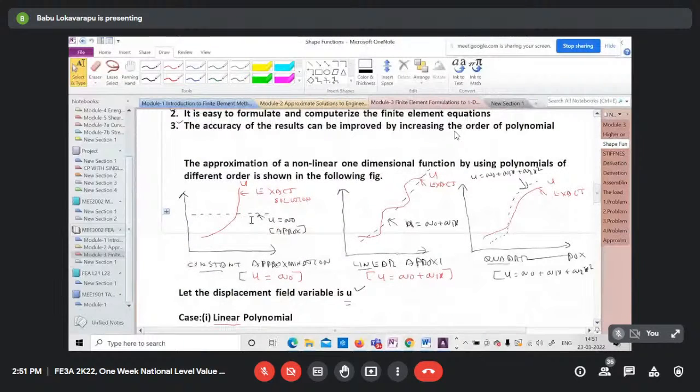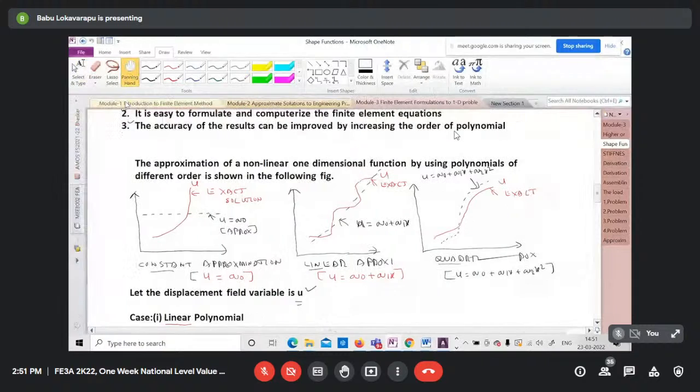See, if I take a linear, this is our exact. But if I take only one term, it's constant, then you see there is a huge variation between this and this. If I go to linear approximation, this is your exact in red color, and this dotted line is the approximation; you are not following the exact, but you are going along this.